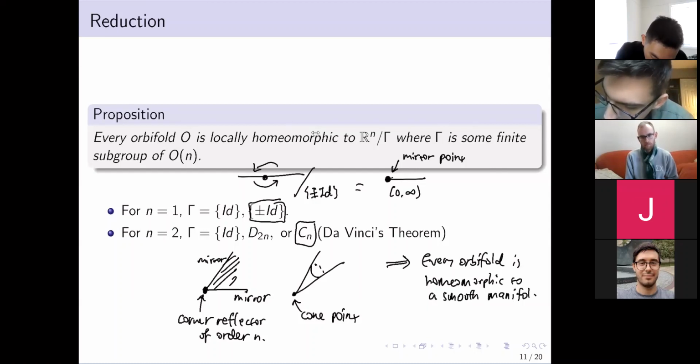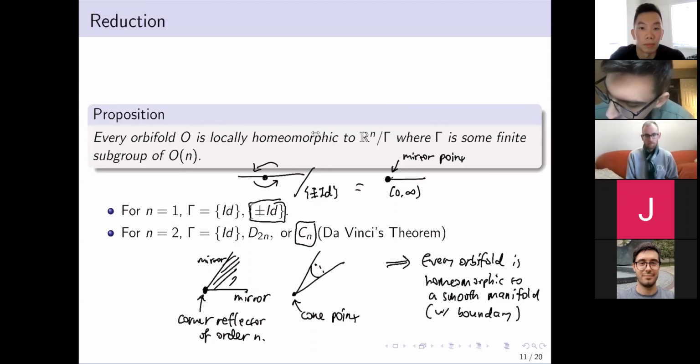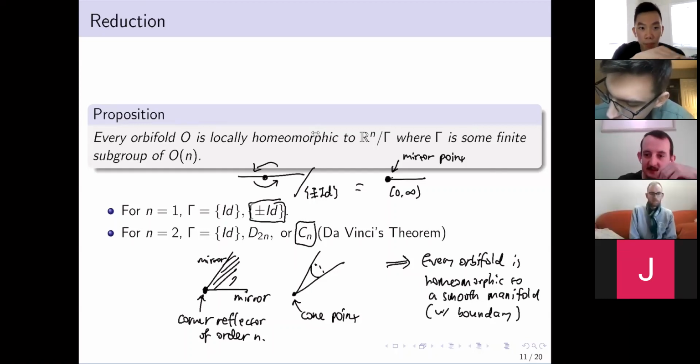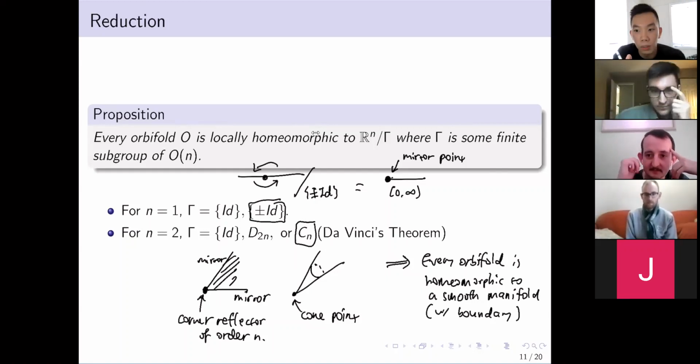Willie, can I ask a question? Why are you calling the boundaries mirrors again? Because the dihedral group is generated by reflections along these mirror lines. I call it a mirror because the group acts like a reflection along this line, at least on the plane. Okay, I see what you mean.